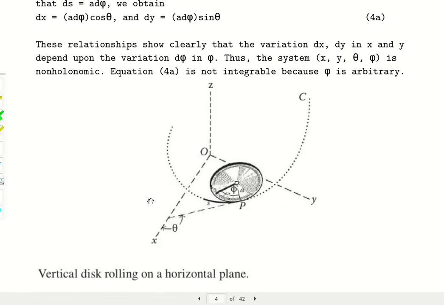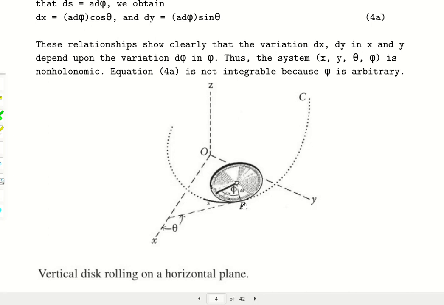Let us see this picture. The C path is a circular path lying on the xy plane, and Z is perpendicular to the xy plane, and a disc having radius small a is rolling along this path. That is, a 10 rupee coin or 5 rupee coin is rolling along a circular path.